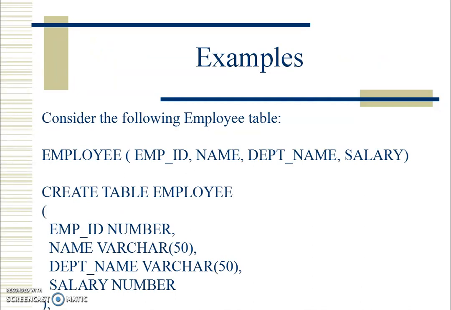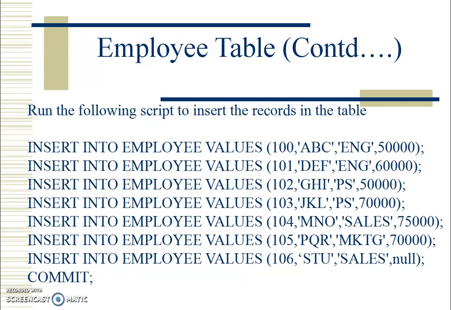The employee table is going to hold employee ID, name, department name and salary. These are the attributes we are going to use in the employee table. Using a create command, we can create this table. Create table employee, in which employee ID is a number, name is varchar of 50, department name is varchar of 50, followed by salary, which is a number. You can use integers and specify the size here also. Once you give that, you will get a table with the specified attributes.